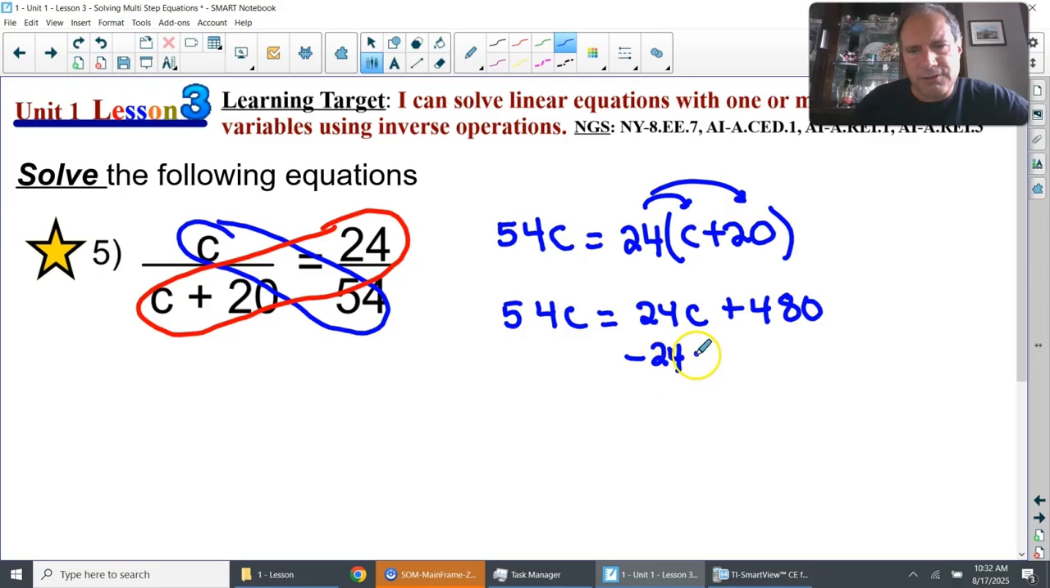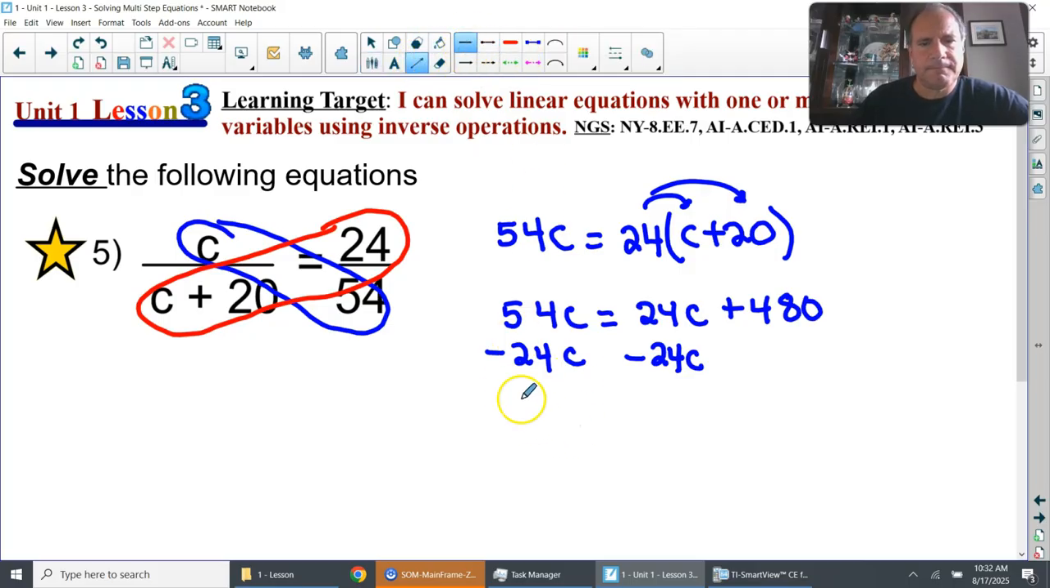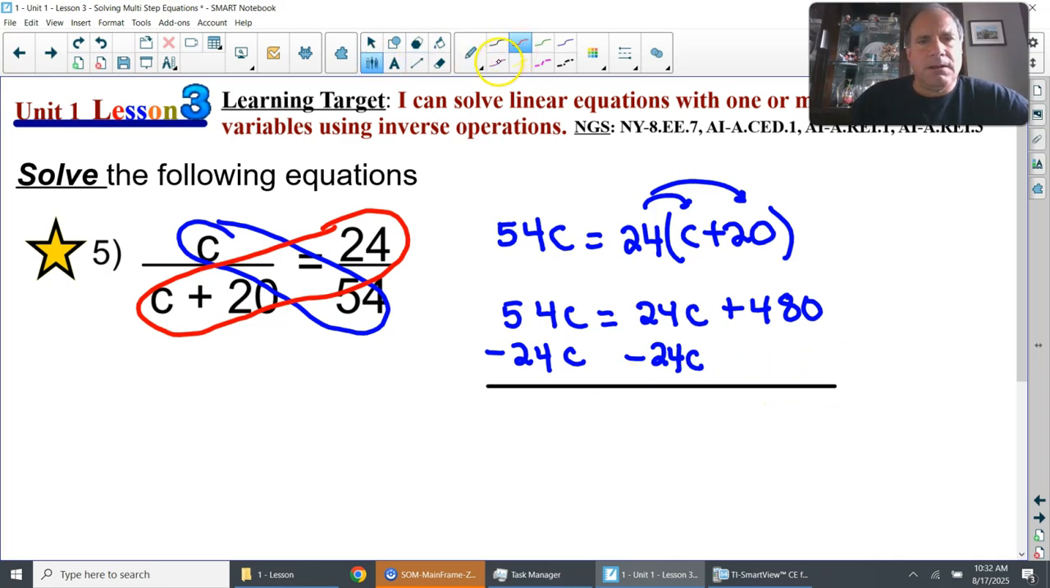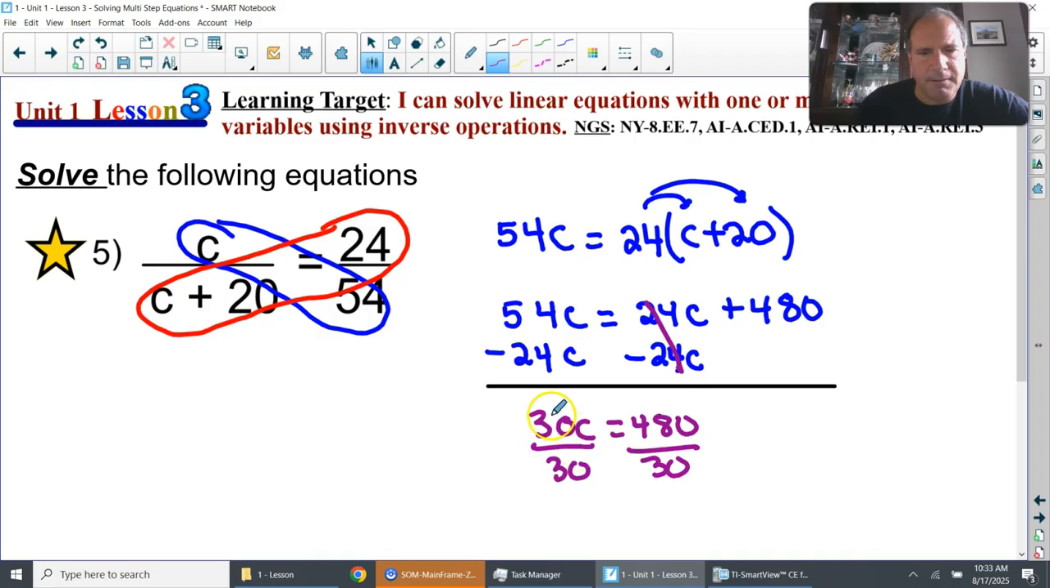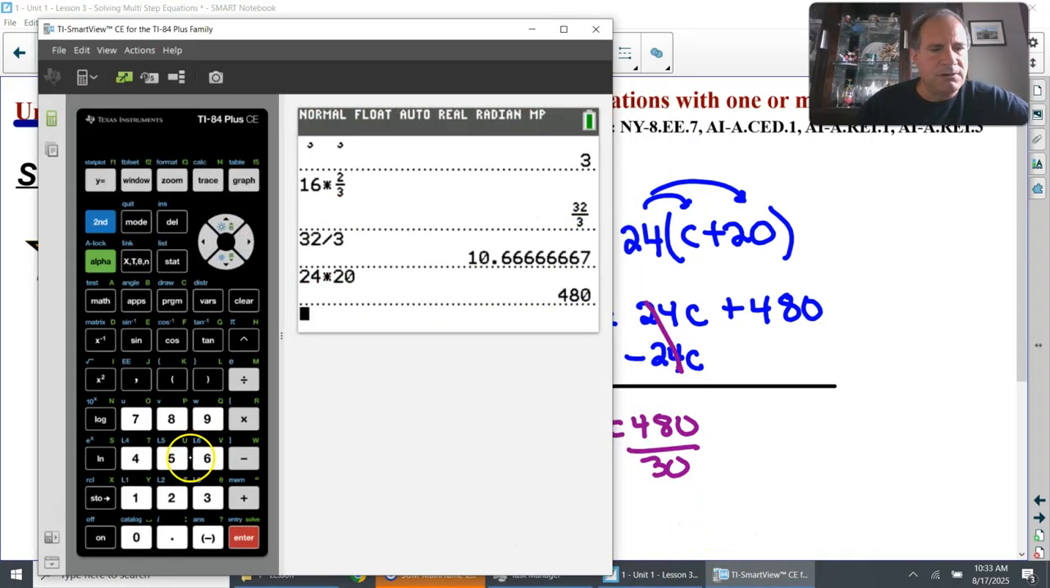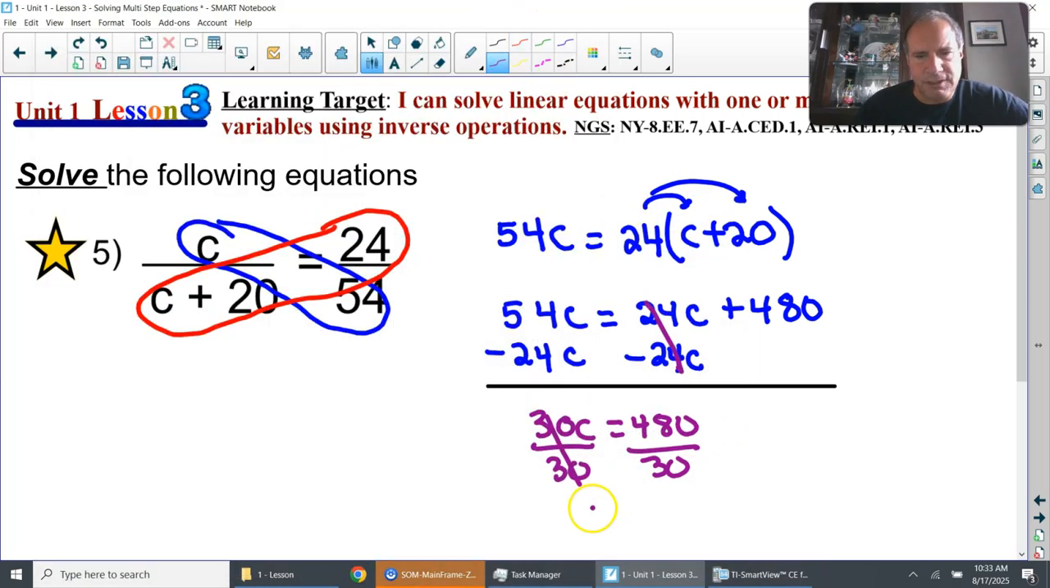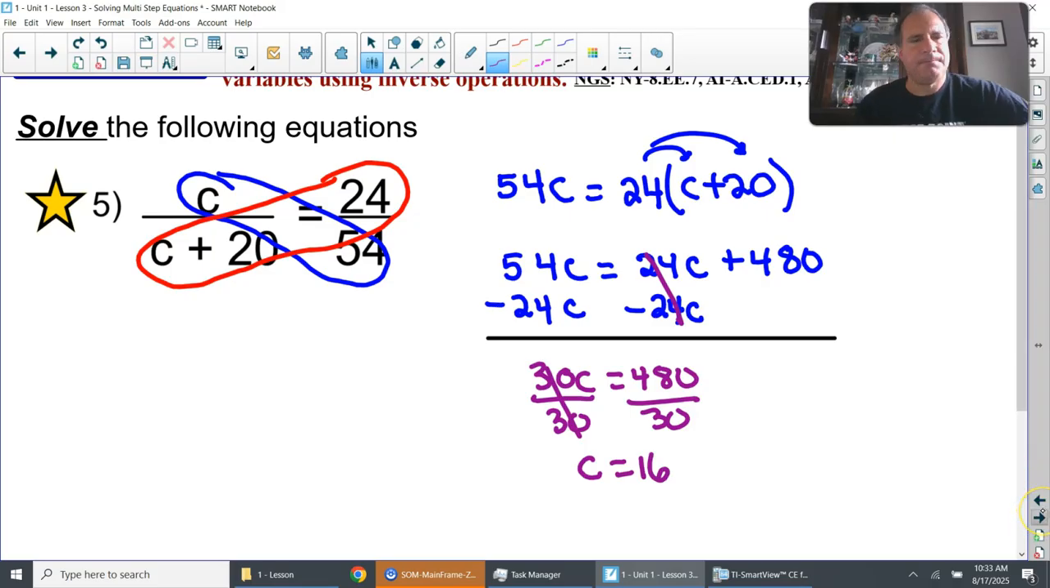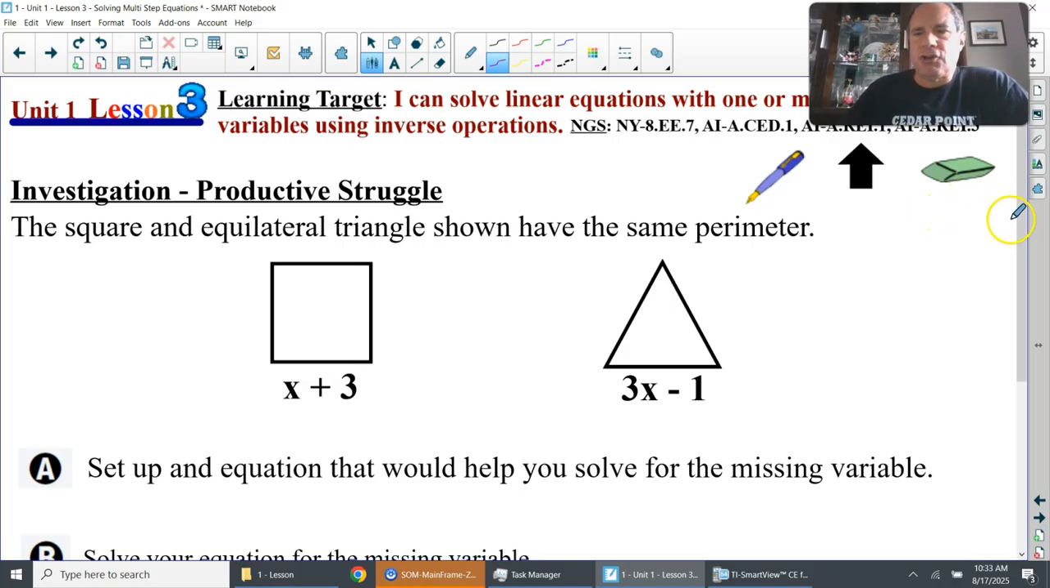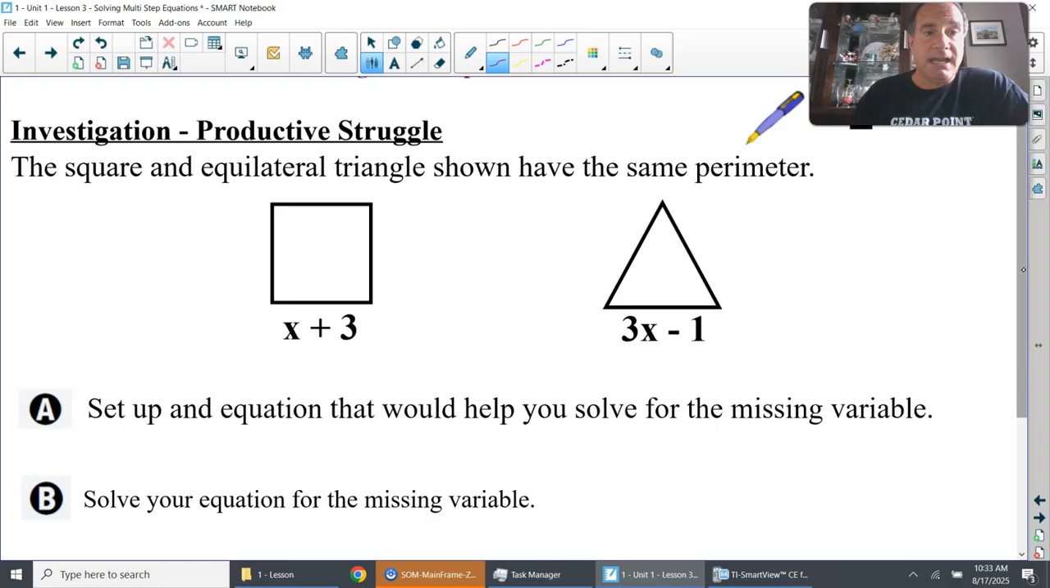Then I'm going to subtract the 24C. And when I subtract that, that cancels out just like that. This is 30C equals 480. And let's see, 480 divided by 30, 16. So C equals 16. And that is how I would do that one.